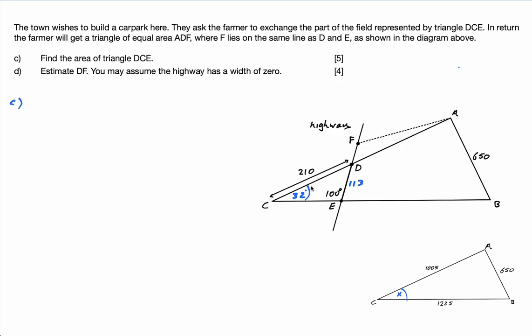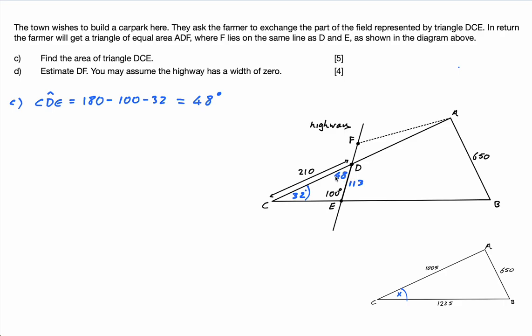It says find the area of this triangle. It's 5 marks, and it's just an area of a triangle question. The only thing that's a bit confusing is to find angle CDE, but that's not even that hard. CDE is equal to 180 minus 100 minus 32, because obviously in a triangle the angles have to add up to 180, so this plus this plus this, the answer is, I want to say 48 degrees. So this angle here is 48.